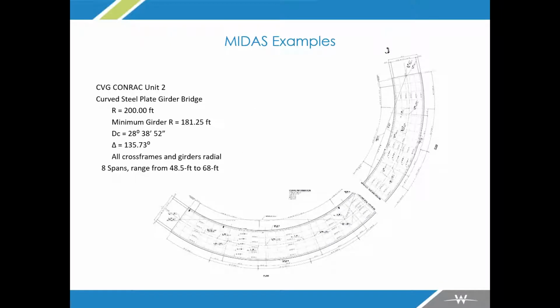Here's an example of one that we did. This is a curved structure at the Cincinnati airport, highly curved. The radius of the center line is 200 feet, so it's a very tight radius. The minimum girder radius was 181. You can see it covered almost a 90-degree subtended arc, and it had 8 spans ranging from 48.5 to 68 feet. Everything was radial though, so that is nice. It's radial, no unusual skews, but highly curved.